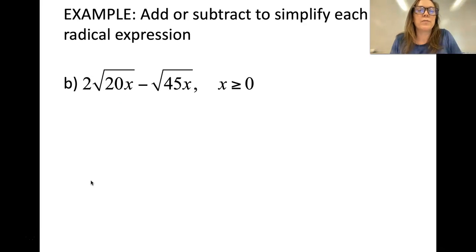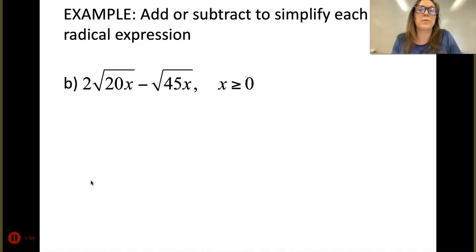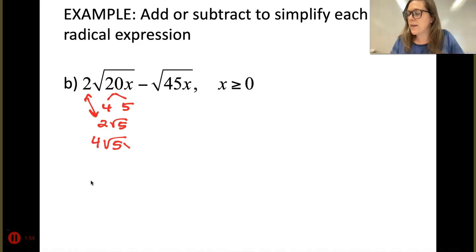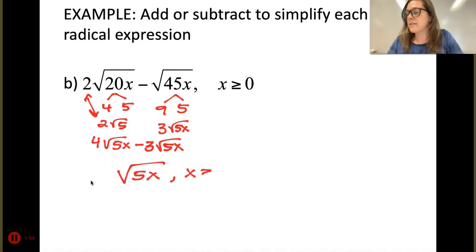We have 2 times the square root of 20x minus the square root of 45x, and it's just telling us that x has to be greater than or equal to 0. That's just covering our butts because we know that we can't have negatives underneath a radical sign. So let's simplify: 20 is 4 and 5, so that goes to 2 square root of 5. Multiply that 2 with that 2 to get 4 square root of 5x. And then 45 is 9 and 5, which goes to 3 square roots of 5x. So I have 4 square roots of 5x minus 3 square roots of 5x, which leaves me with 1 square root of 5x. And again, x needs to be greater than or equal to 0.